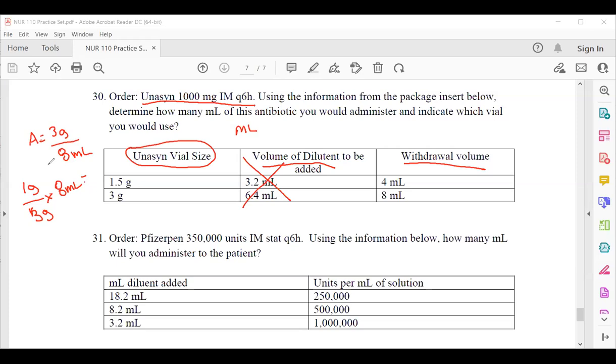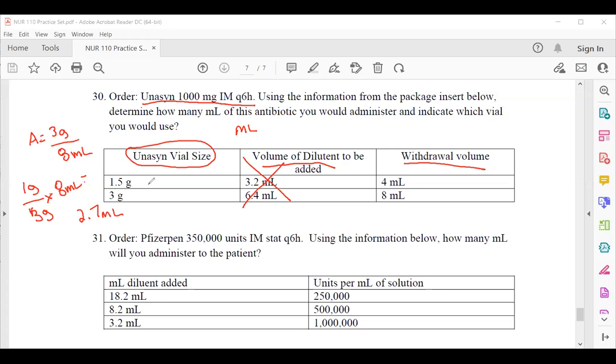If I can get the correct app open. And you're going to get 2.66666 repeating. So your answer would be, you would round to the nearest tenth: 2.7 milliliters is what you would pull out. Again, that would be for the 3 gram vial.